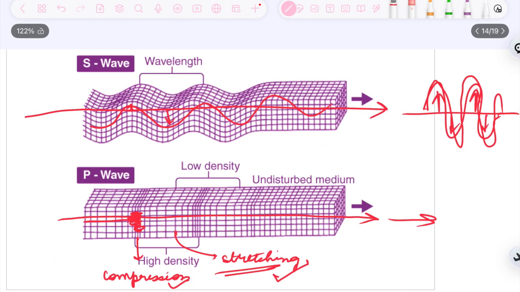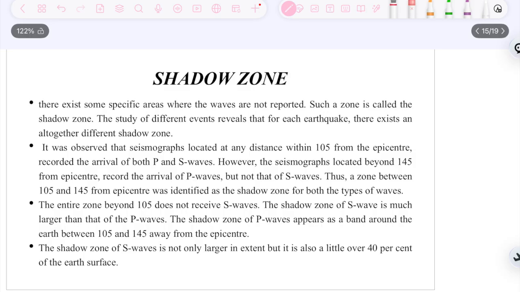Alright, I hope this point is clear and it's also easy. So now let's try to understand the concept of shadow zone. We have already understood that P waves travel in all the mediums, S waves travel in only one medium, that is solid. However, when they change their medium, or when they move from one medium, medium A, to medium B, there is some difference in the direction of the wave, or there is some difference in the speed of the wave.